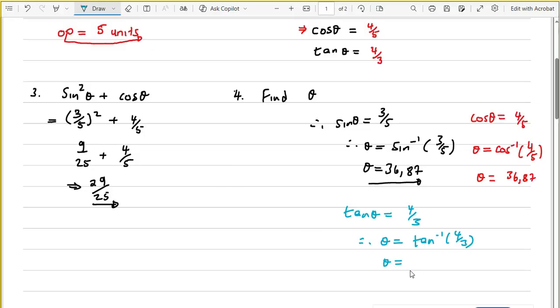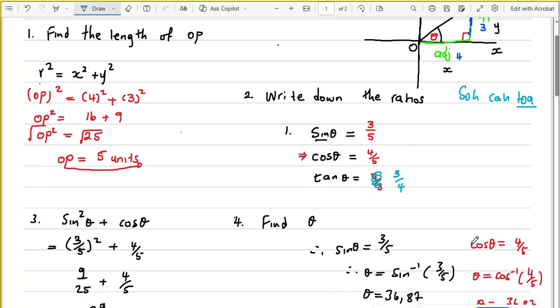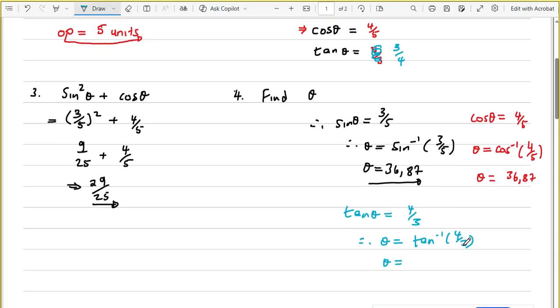Oh, sorry. My fault. Wait, let's see. The tan theta is opposite over adjacent, so it will be 3/4, not 4/3. So now tell me, what is the inverse of 3/4?